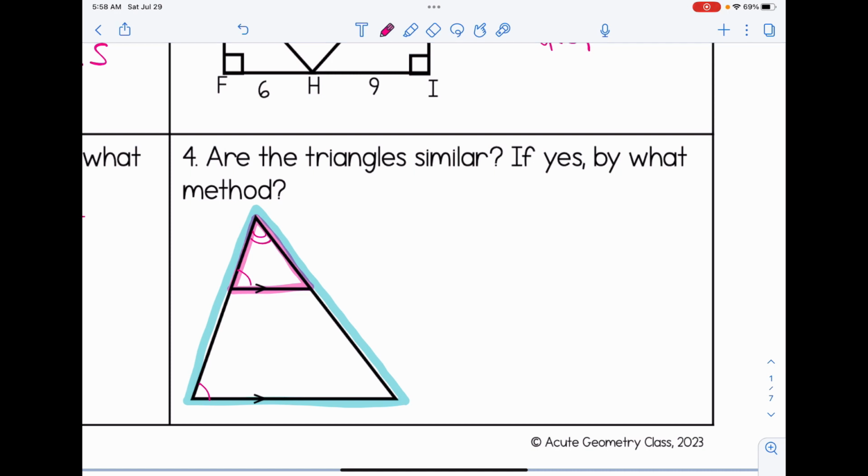So in this question here, are the triangles similar, and if yes, by what method? Yes, they are similar, and that's going to be by the angle similarity theorem. But you're going to see in a second that we're going to look at a proof with this same diagram so you can better understand the use of corresponding angles and the reflexive property.